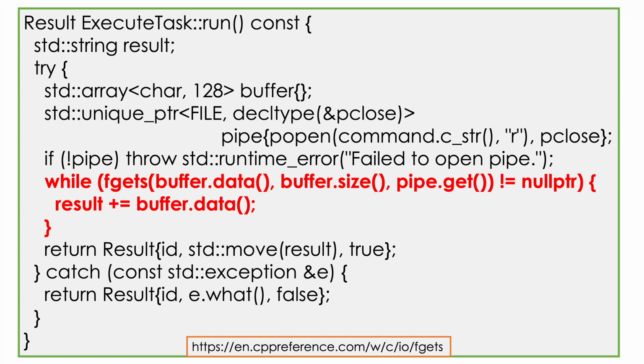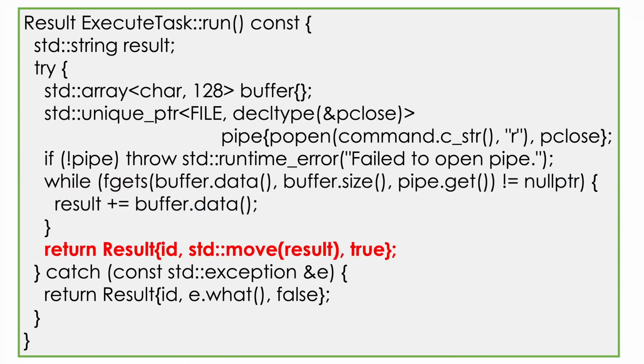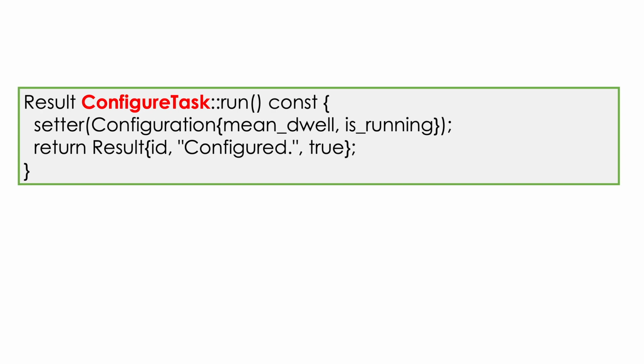So fgets returns null, and then we're going to return the results by passing all the data that came out of that process, and return true that it was successful.